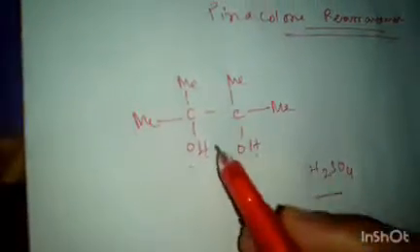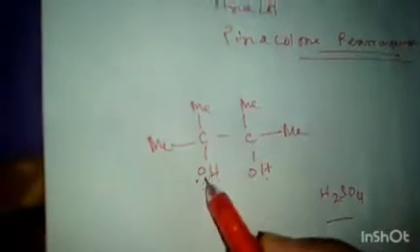So basically the structure of pinacol is as follows: there are two Me, that is methyl groups, attached to two carbons, and this compound is also a diol. That is, two OH groups are present here. So when we add H2SO4 in here, remember that in this oxygen there are lone pairs, and these lone pairs will help us to give the mechanism.